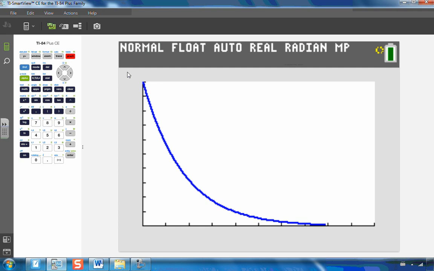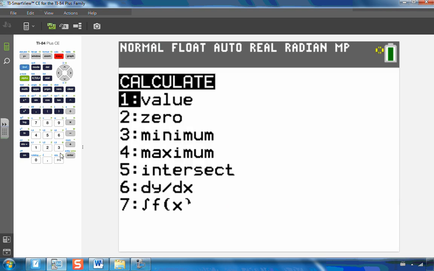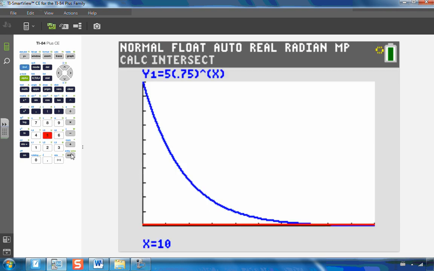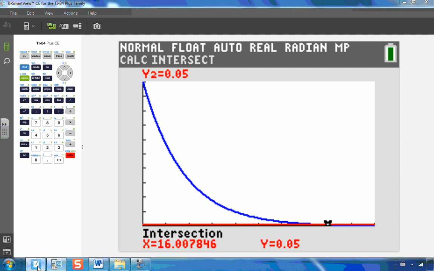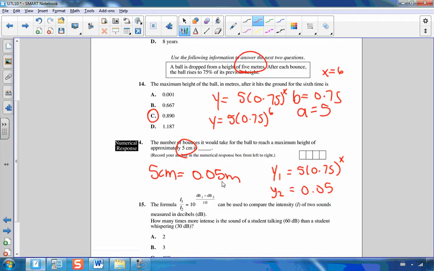Okay, so there it is decreasing. Oh, there's 0.05. You can just kind of see it along there, and let's find the intersection. So second trace, option number 5 for intersect. And we'll go enter, enter, enter. And there we go. I get that it's going to be 16 bounces. So back over here, I can say that the answer is 16.